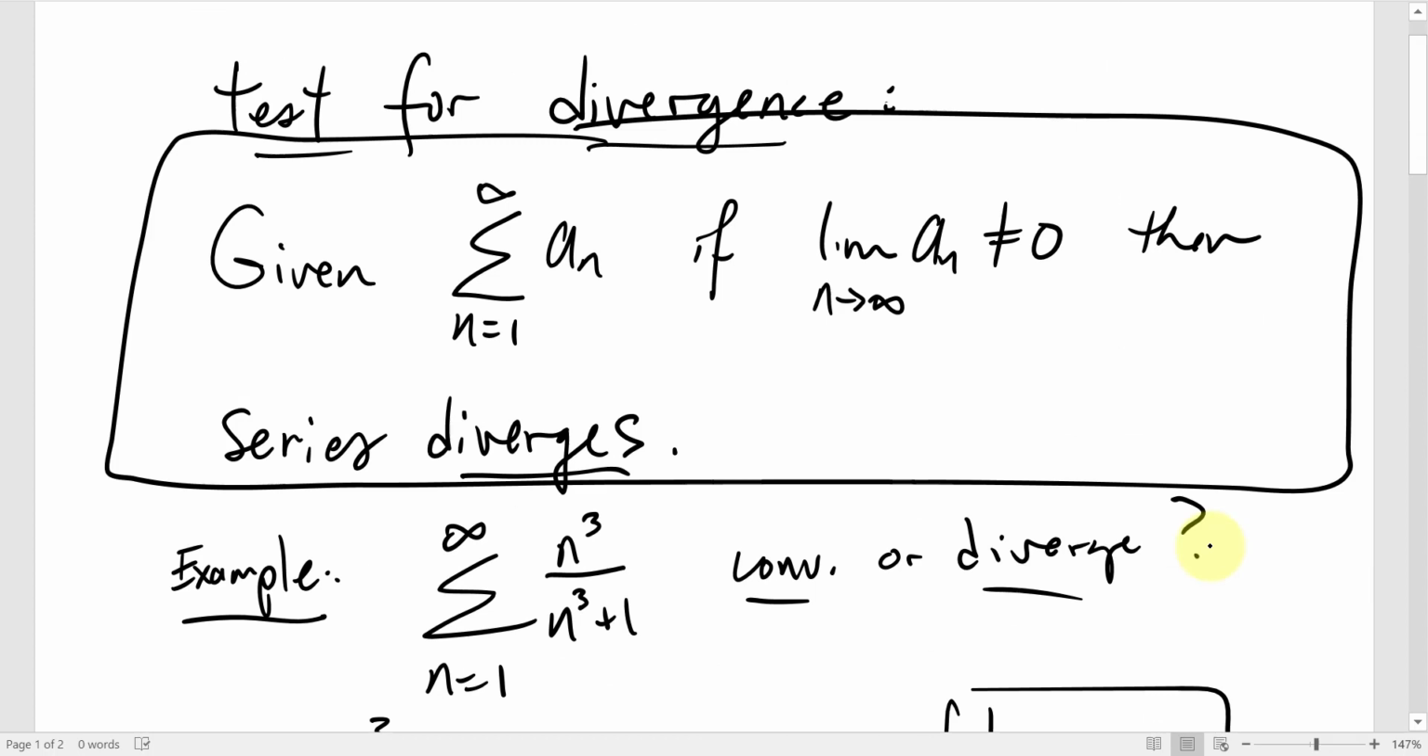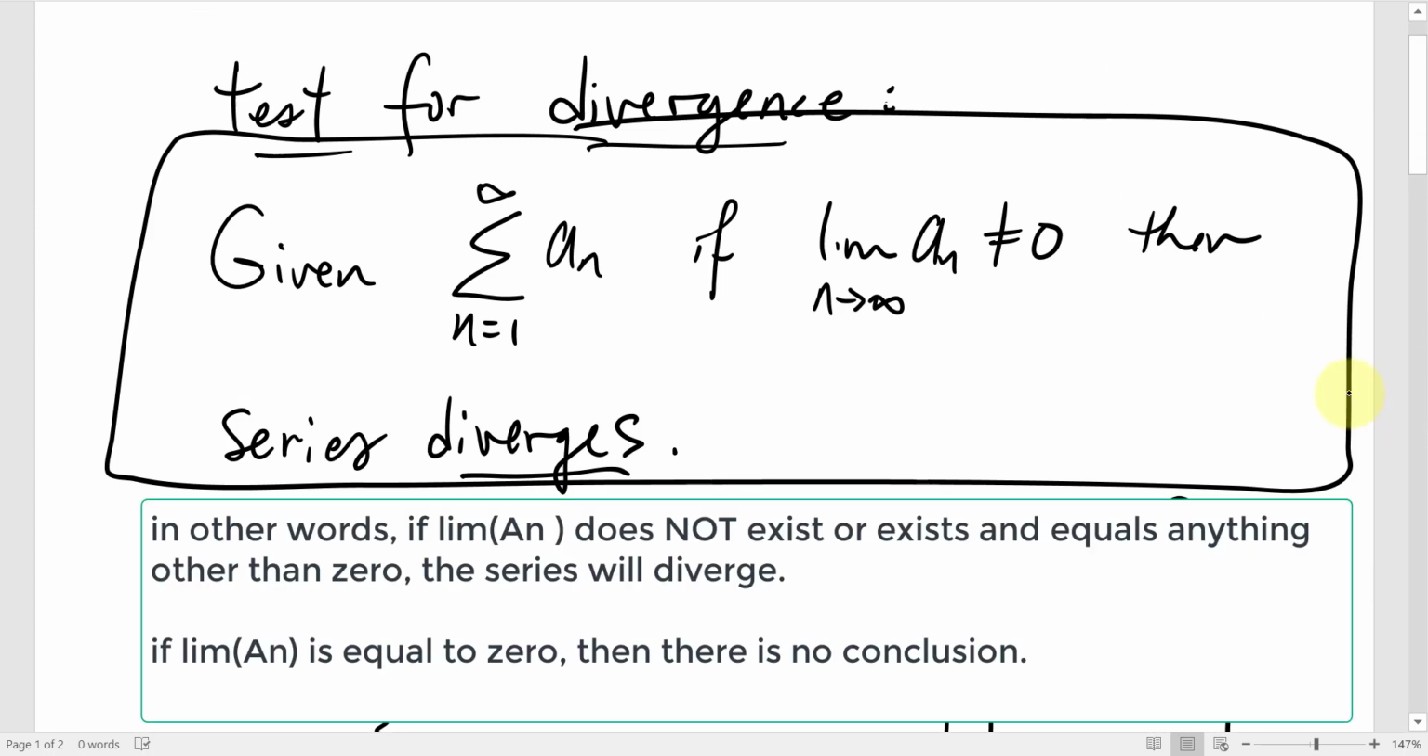Once again, that's what's called the test for divergence. If the terms don't go to 0, in other words, if the limit doesn't exist, I mean, they don't necessarily have to go to infinity. The terms could just oscillate between plus and minus 1 or any other value, and therefore the limit doesn't exist. The limit of the terms doesn't exist, the series will diverge.